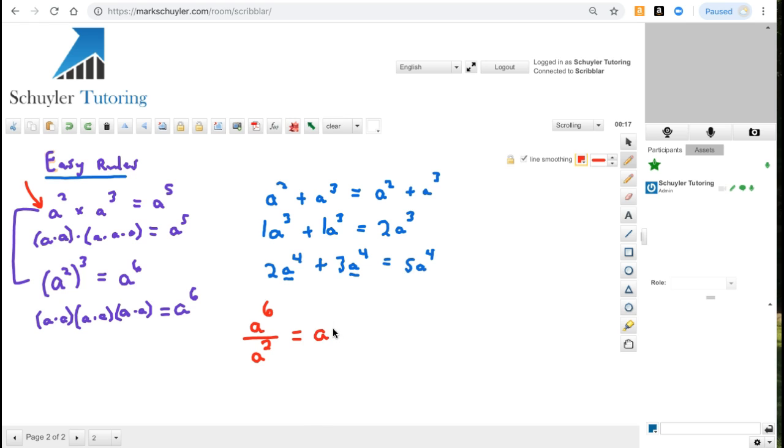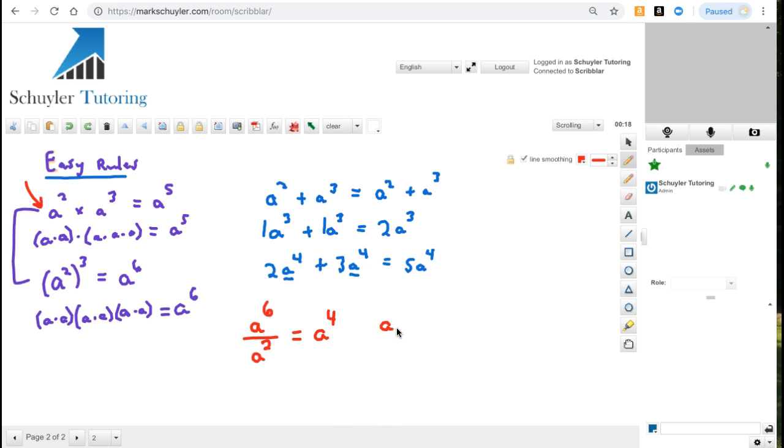So you might think the answer is a to the third, but oh no, it's not a to the third. Instead, you have to remember that when you're multiplying exponents, you're really adding. When you're dividing exponents, what you're really doing is subtracting. So if you subtract the 2 from the 6, it would give you a to the fourth.